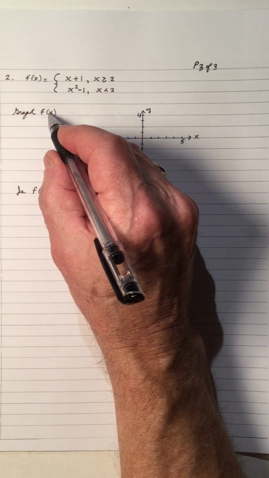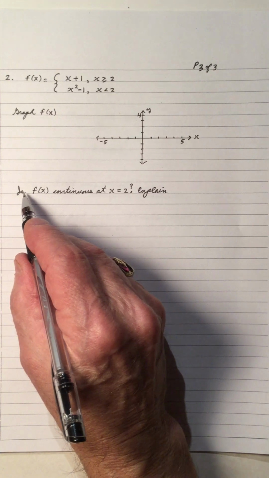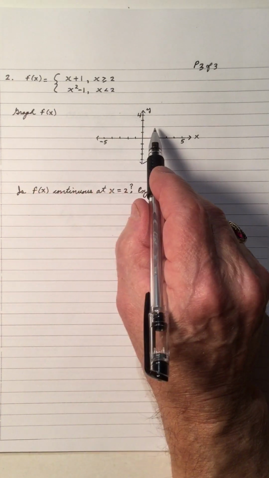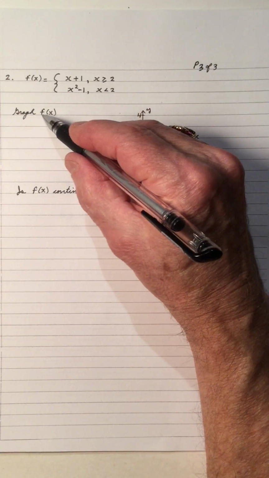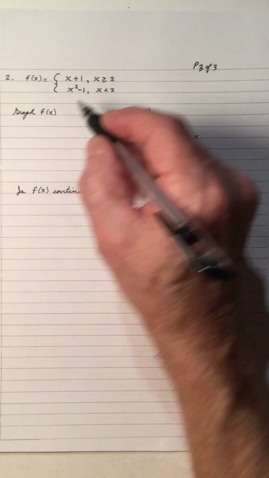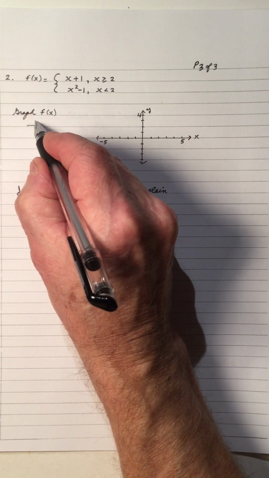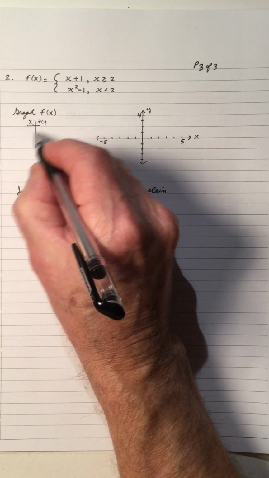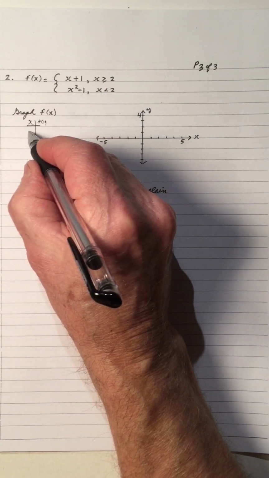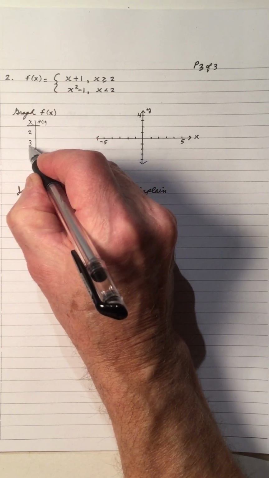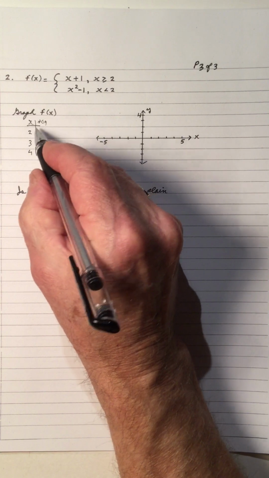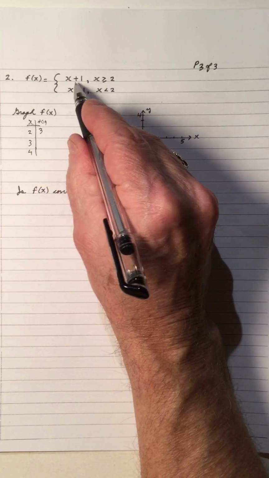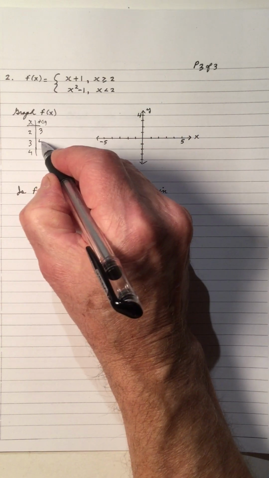So let's graph f of x. Before we do, is f of x continuous at 2? So let's look at the graph. If I look at x and f of x, or x and y, x is greater than or equal to 2: x is 2, and a 3, and a 4, etc. So when x is 2, 2 plus 1 is 3. When x is 3, 3 plus 1 is 4.